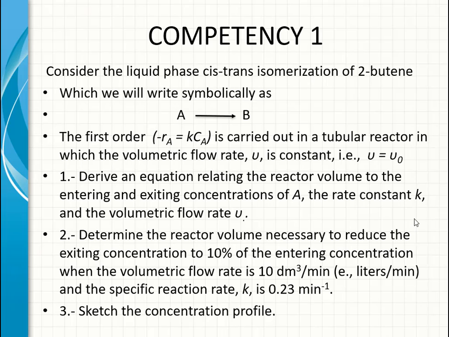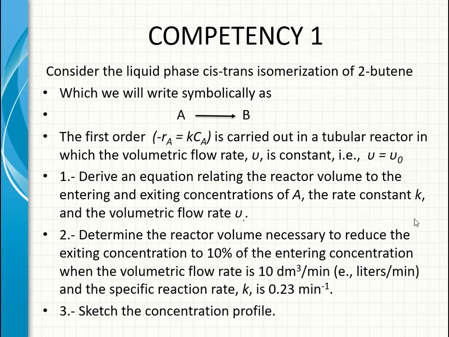And now we are going to see an example for this competency 1. Let's consider the liquid phase cis-trans isomerization of butane, which we will write symbolically as A goes to B. The first order reaction, minus Ra equal K Ca, is carried out in a tubular reactor in which the volumetric flow rate V is constant, so V equal to V0.